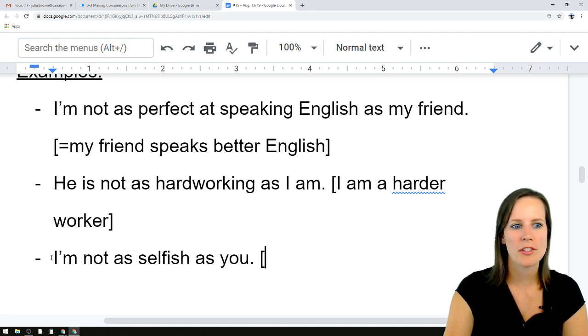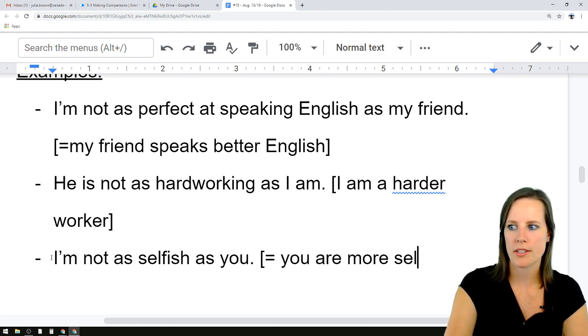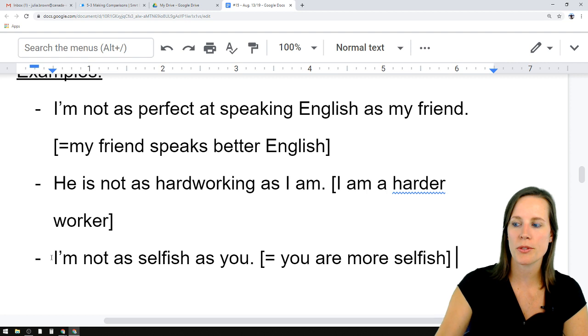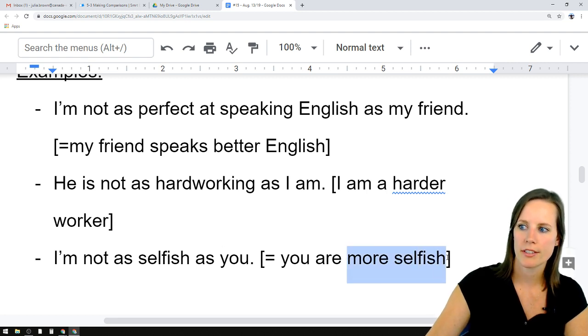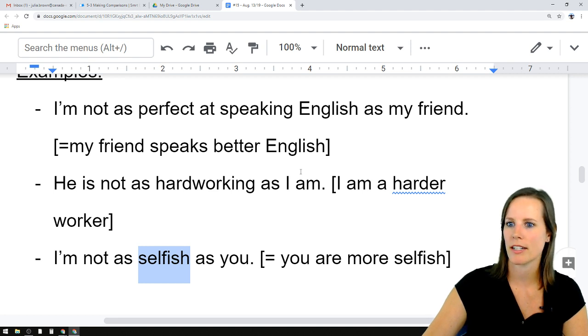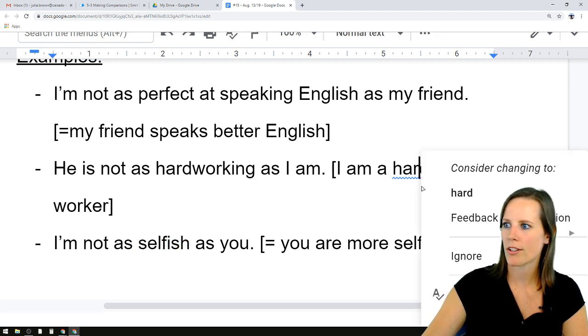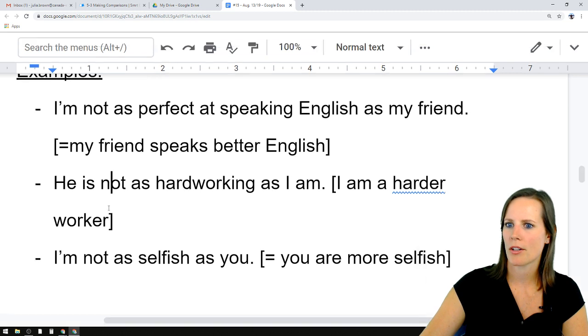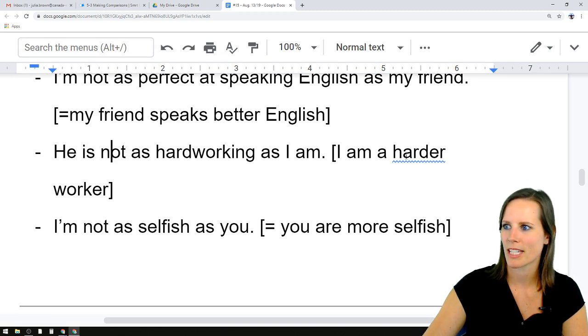I'm not as selfish as you. That means you are more selfish. Okay, so we are using comparatives here and just the regular base form of the adjective there. Okay, I am a harder worker. This is fine. It's not a mistake. Ignore.